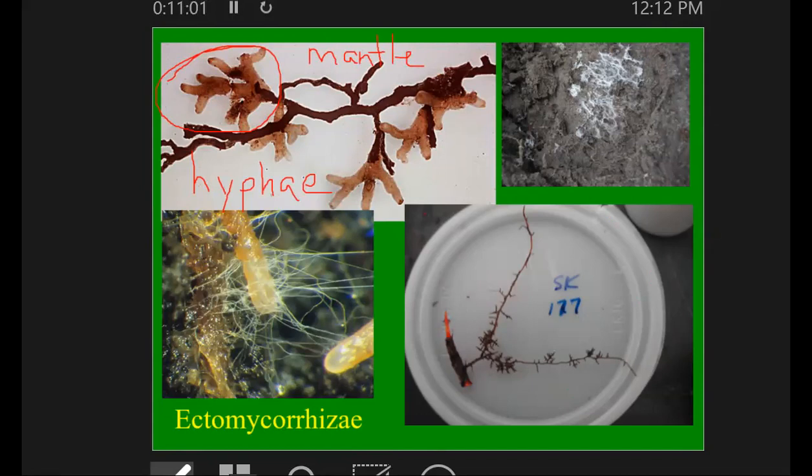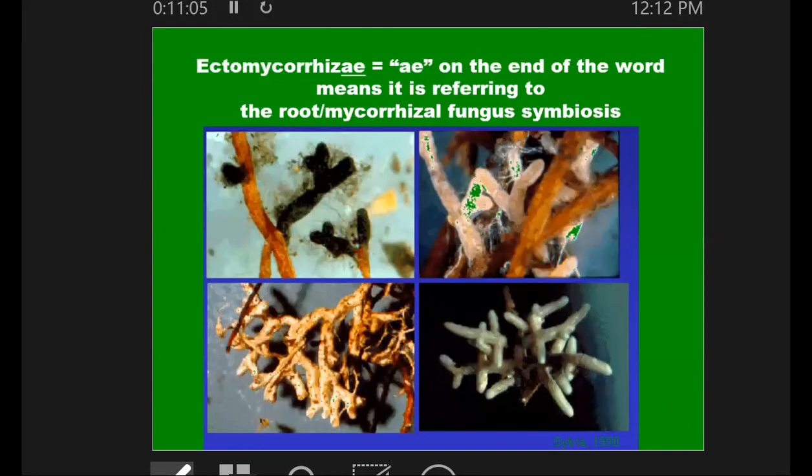And anytime you see the word down on the lower left, ectomycorrhizae, anytime you see anything like that, what they're referring to is they're taking into the plant root and the fungus together. Then they start saying, oh, look at the ectomycorrhizae. That's just the symbiotic.